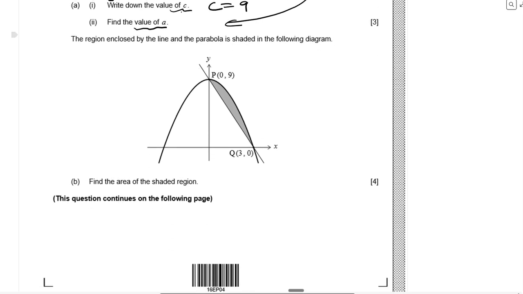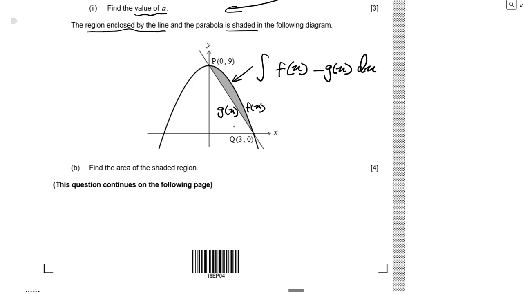Now on to B. The region enclosed by the line and the parabola is shaded in the following diagram. Find the area of the shaded region. So we need to find this area. And so what we need to do is find the integral, and let's say this is f of x, and this line is g of x. Then we need to find the integral of f of x minus g of x. Essentially what we're doing is finding this total area and then subtracting this area.